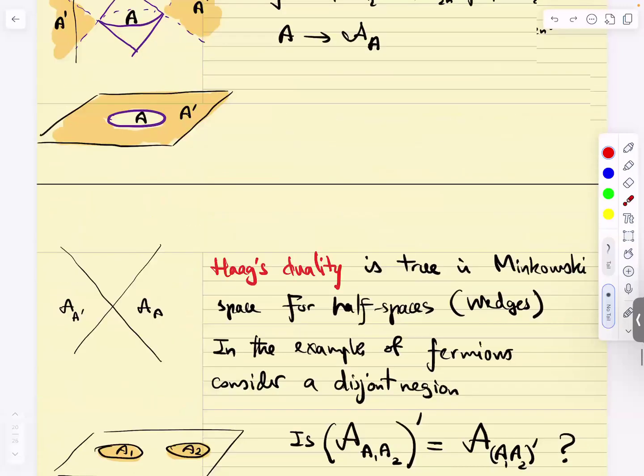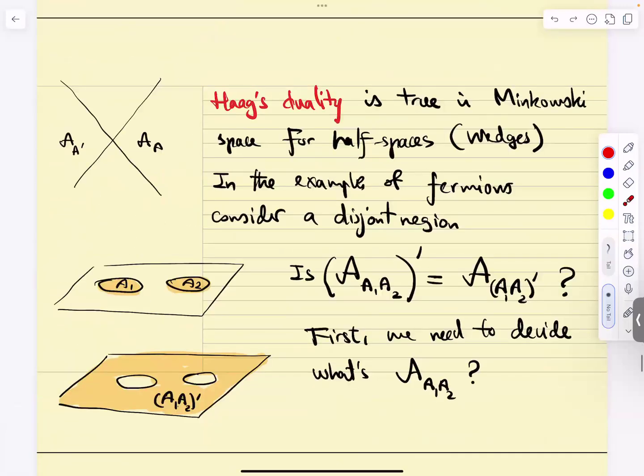So the non-trivial case is when you talk about regions that are not simply connected. A1, A2. Good. Now we want to know, could the algebra of (A1, A2) prime be equal to the algebra of A1', A2'? This guy. Everyone's with me? If we find that this is not true, how can you identify what the origin is? What can make this fail?